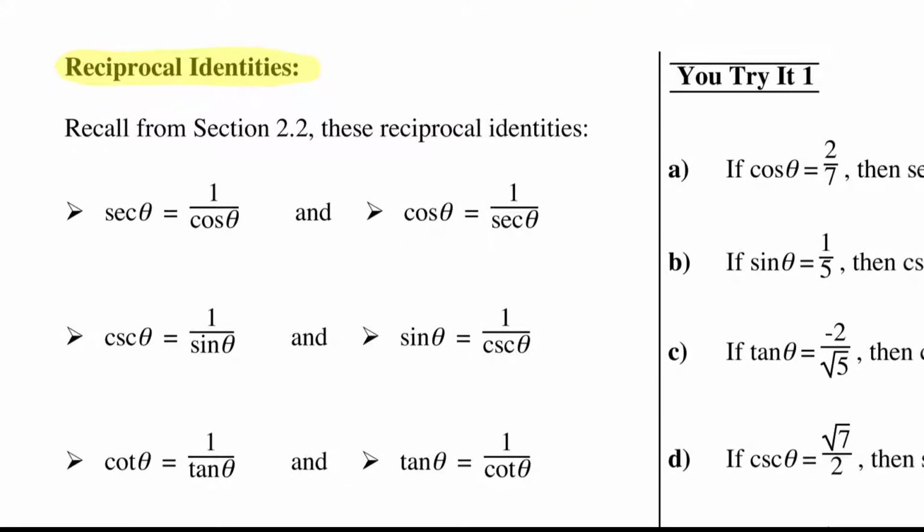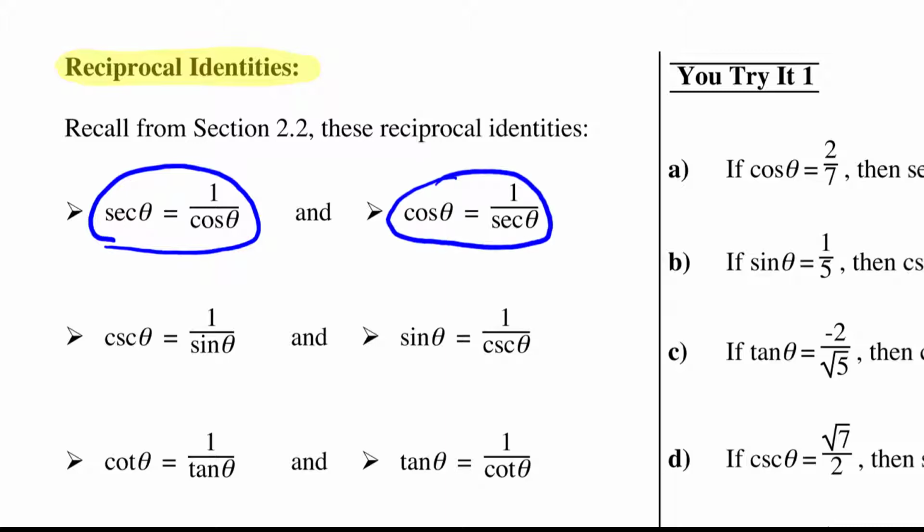We've seen these before. Secant theta is 1 over cosine theta. And it makes sense then that cosine theta is 1 over secant theta. 1 over something means the reciprocal of. The thing about these identities is we can write them one way, as you've seen, but we can also write them in the reverse order. For example, we see secant theta equals 1 over cosine theta, but we can also write that as 1 over cosine theta equals secant theta. And likewise, cosine theta is 1 over secant theta, so 1 over secant theta is equal to cosine theta.